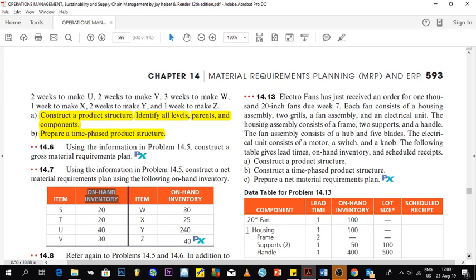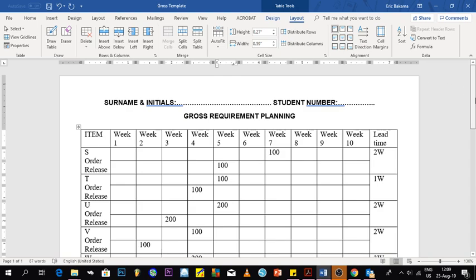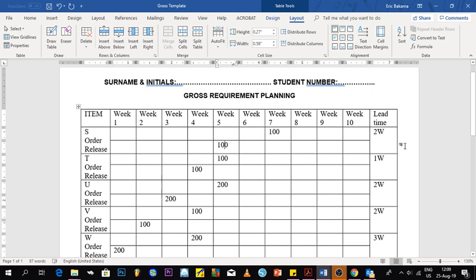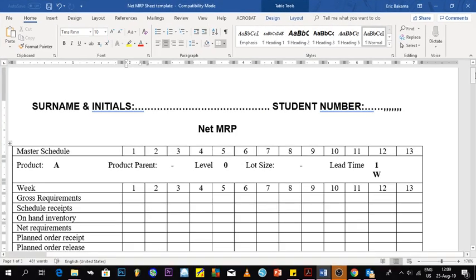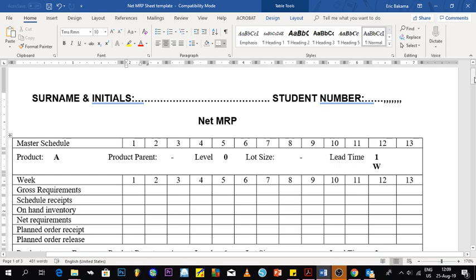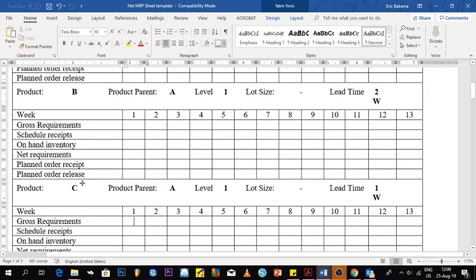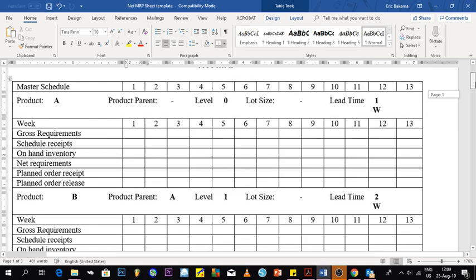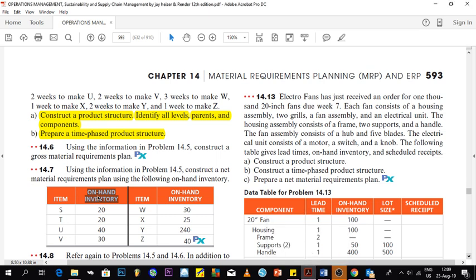So how do you go about solving that? This was a table that you use when you're working on the gross requirement plan, but when you are working on the net requirement plan, you use a table that is slightly the same, but with different values and different ways of filling it, so you'll have to do it separately. These are some components that I fixed and used before, but I'm going to change them. So let's go back to the question. The question is saying that using the information in 14.5, construct a net requirement plan.